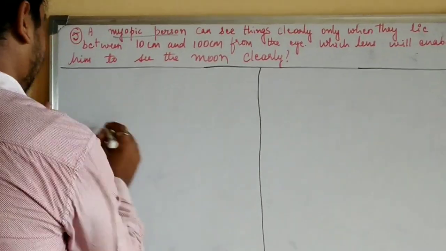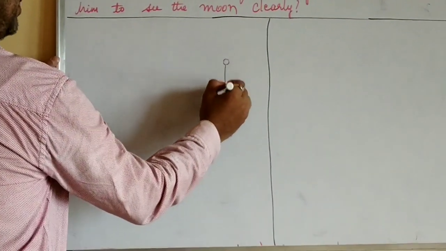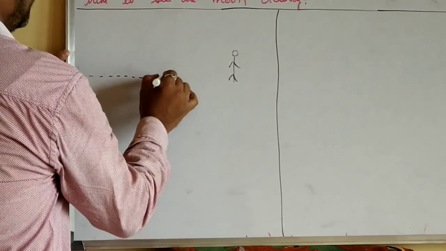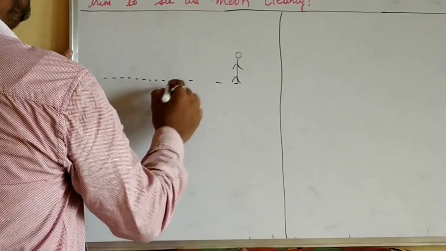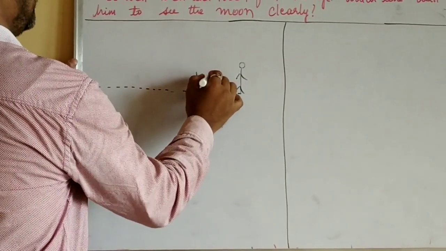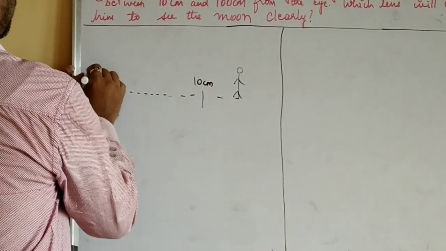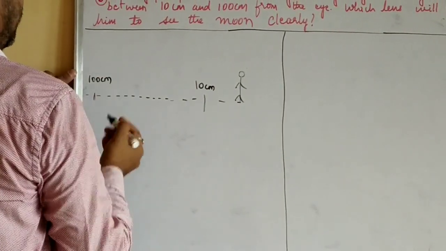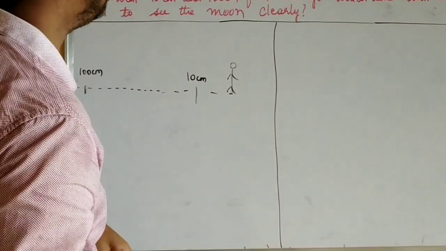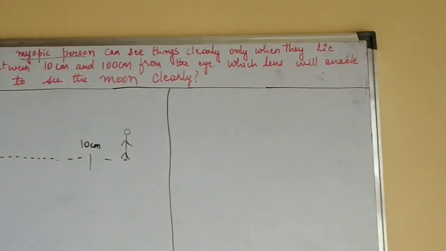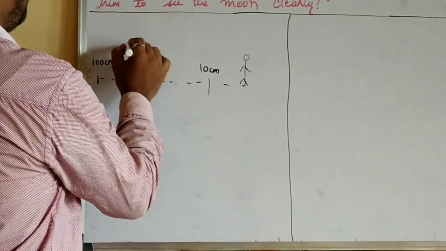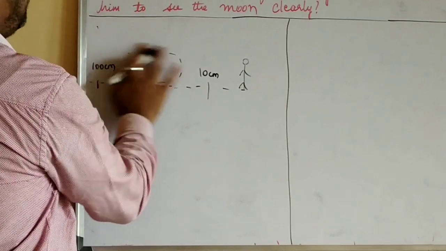Now you have a myopic person here. Here it is 10 centimeter. Here it is 100 centimeter. He can see things clearly only when they lie between 10 and 100 centimeter.